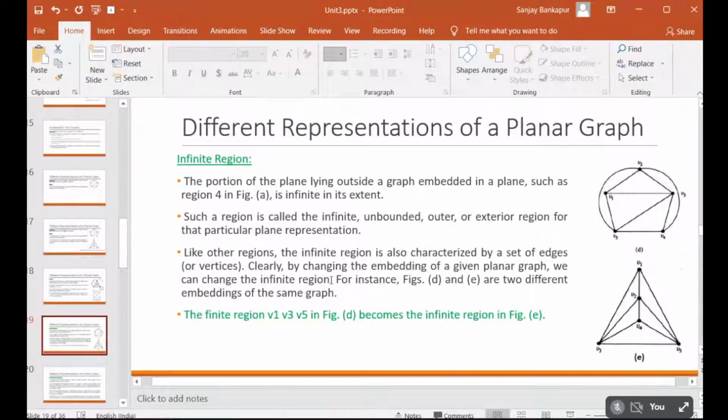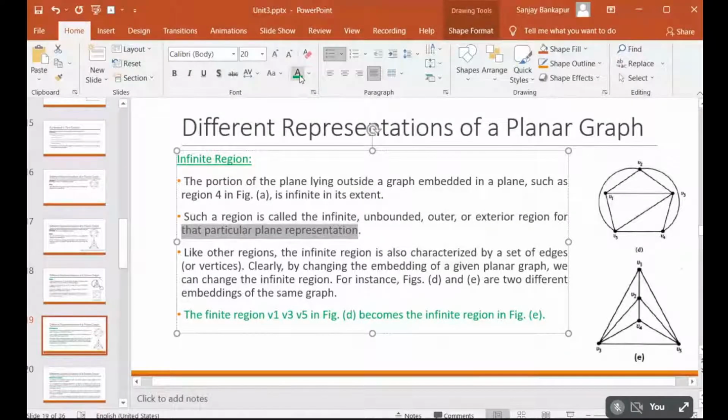Such a region is called the infinite, unbounded, outer, or exterior region for that particular plane representation. That is the main important thing. There is always one particular exterior region for the given plane representation. It is tightly bound.